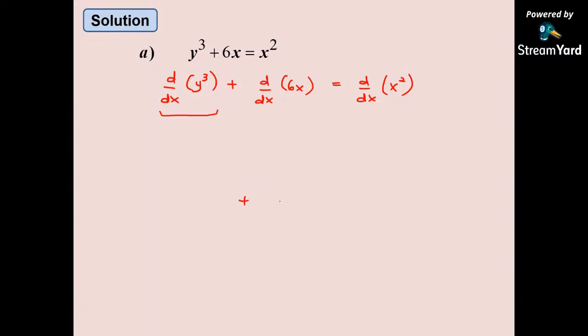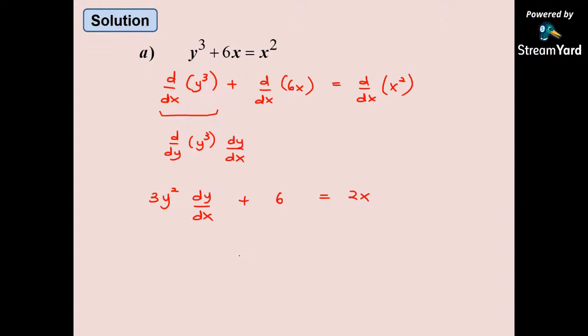So that one will give me 6. And then differentiating x squared, same variable, so this is 2x. Right, so now differentiating a different variable, chain rule, so this is d over dy of y cubed multiplied with dy over dx. Okay, so differentiating y cubed, this is 3y squared multiplied with dy over dx.